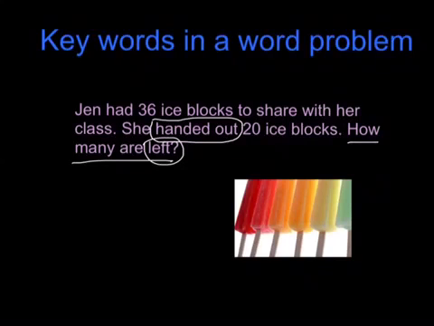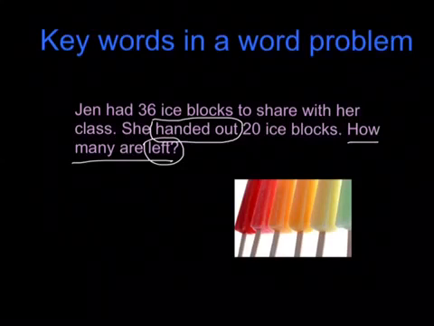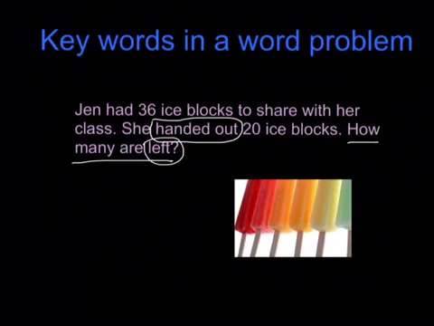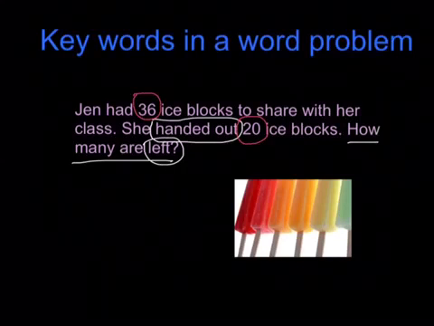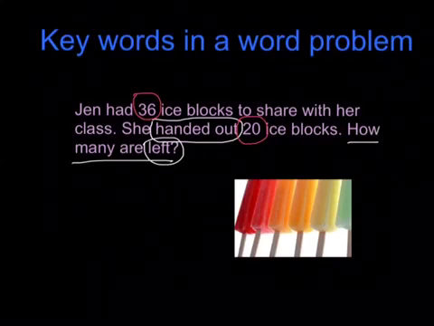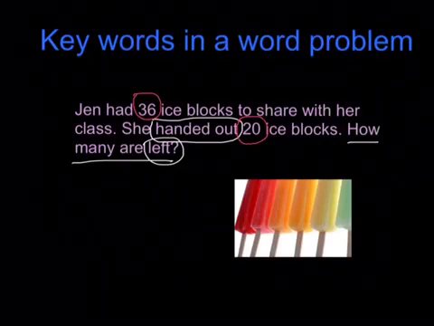Now, let's circle the other bits of information that are really important in figuring out the answer to this word problem. Jen had 36 ice blocks, so we know that we're going to use the number 36. She handed out 20 ice blocks, so we know that number there is going to be part of our number sentence too. So which one will I use first?